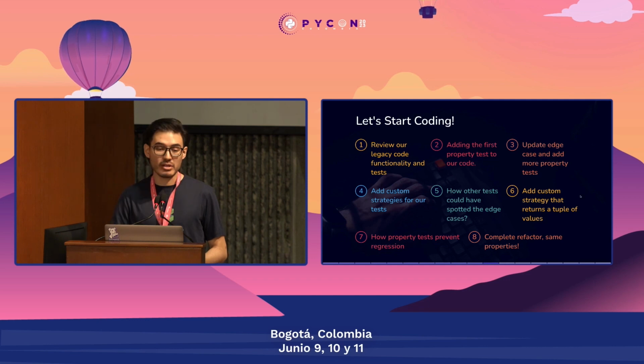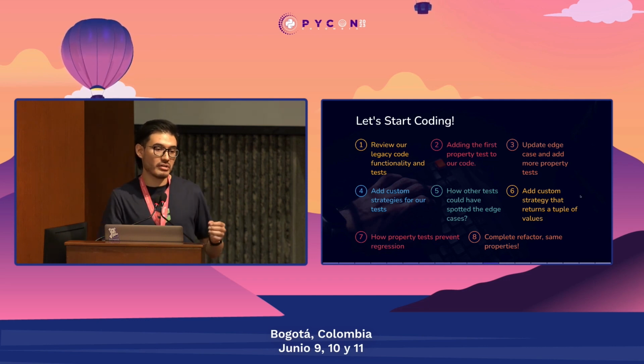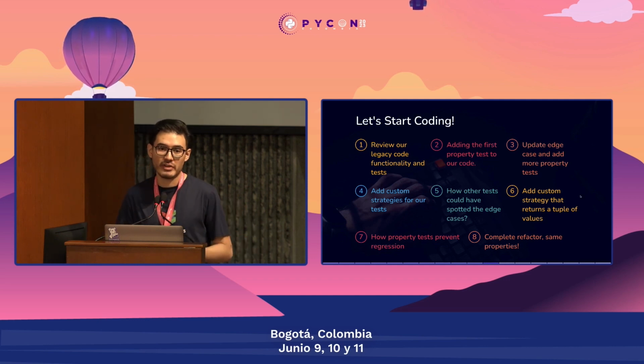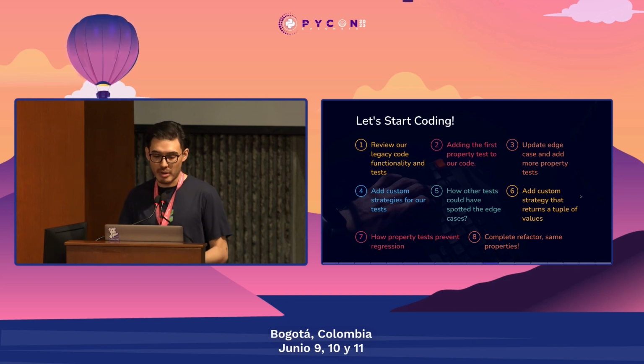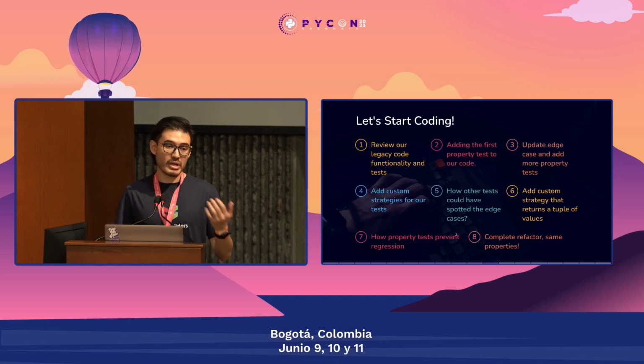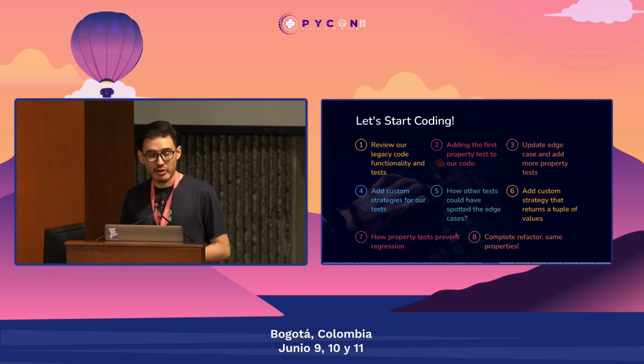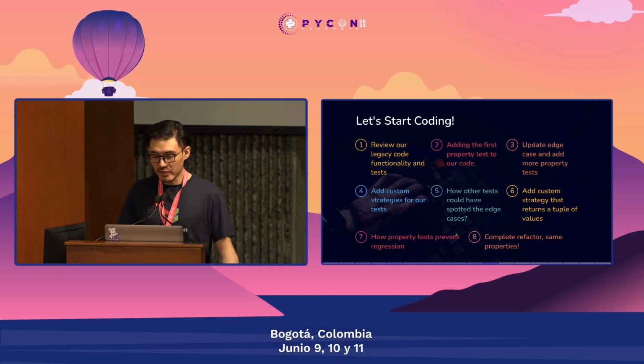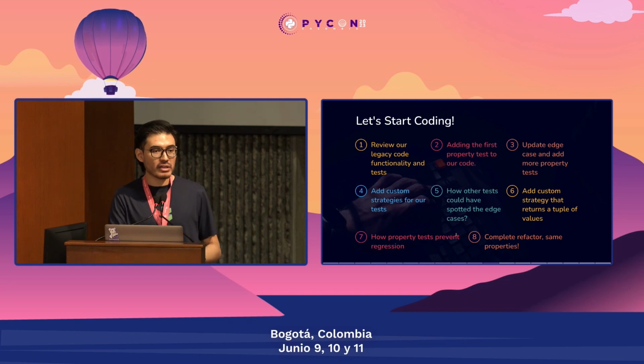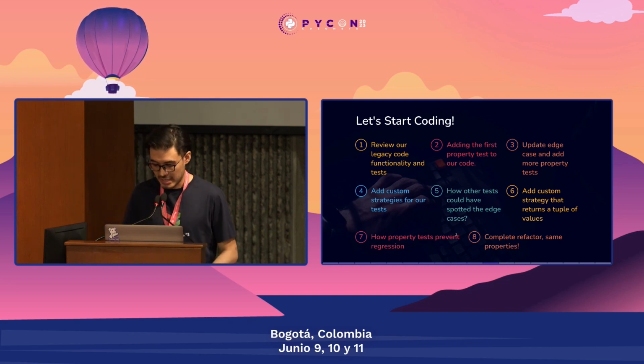Also, we're going to add custom strategies that not only return a basic input, we're going to be returning a tuple that is going to include some information for our properties. Also, then we are going to check how we can prevent regression with property testing. And finally, we're going to complete the refactor and updates of our function in the code.